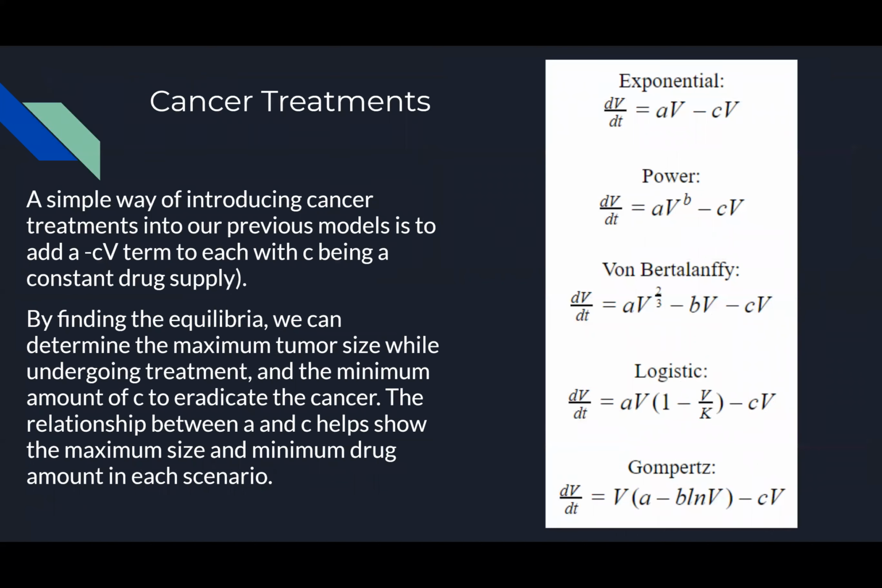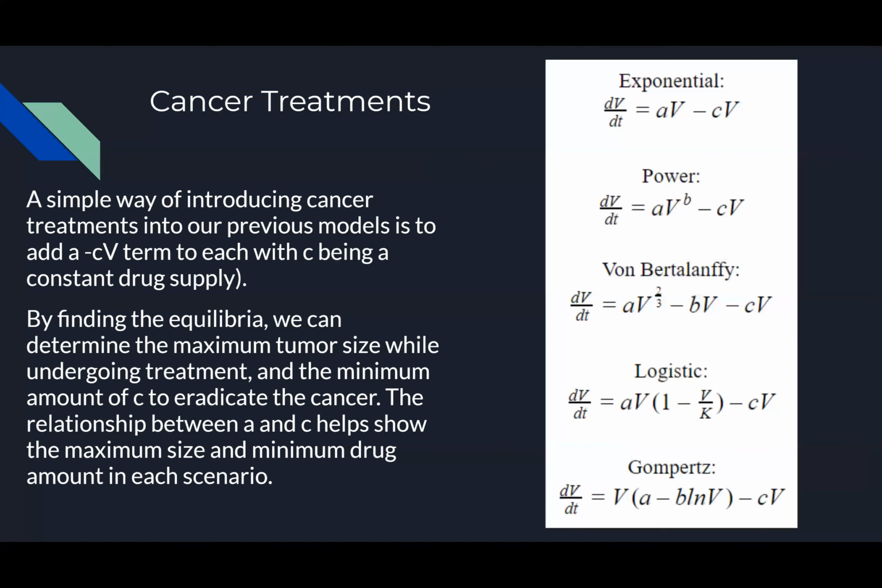Next up, we're going to try and tweak our models to see if we can have a cancer treatment aspect of it, because obviously every cancer scenario we try and treat them. So we are going to try and alter our differential equations with the term minus CV. This is a simple way of trying to incorporate chemotherapy or other drug uses, C being that constant drug supply.